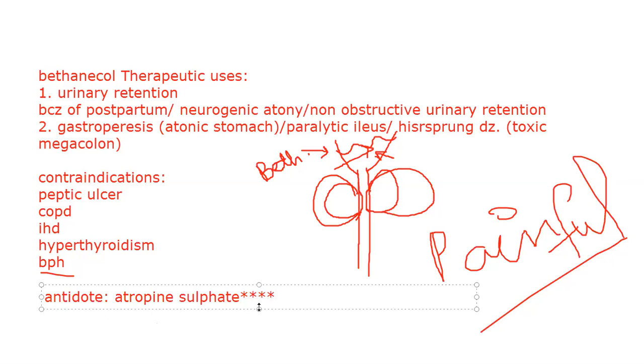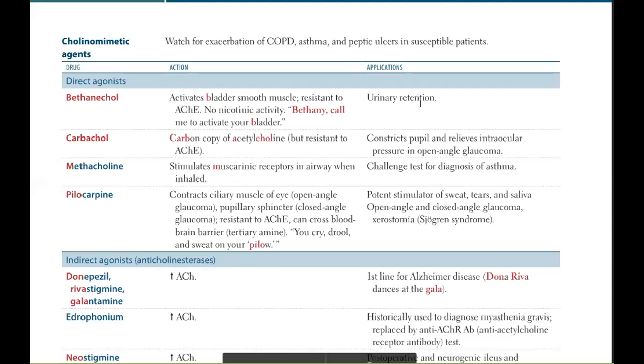You have to remember this. The antidote for all the cholinergic agonist drugs is atropine sulfate, because it is a cholinergic antagonist. Let me clear all these drawings. You can take a screenshot of it as well. I will stop sharing and share my book with you again. So yes, let's come back.